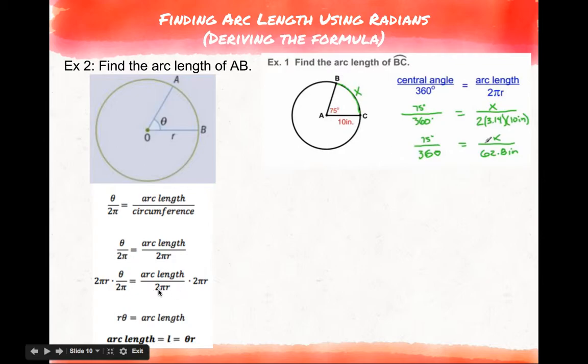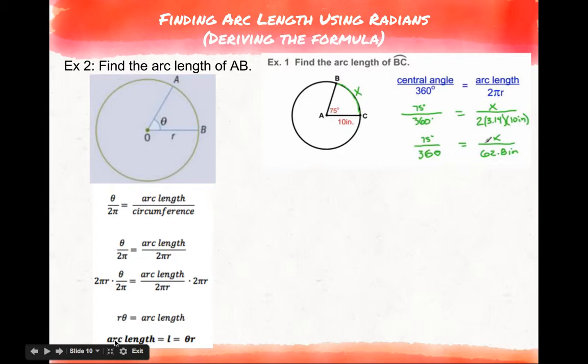So 2 pi r and 2 pi r cancel out, and I'm left with arc length is equal to, and on the left-hand side, this multiplied by 2 pi and this divided by 2 pi cancel out. So I'm really left with just plain old r times theta, your radius times your theta. So your arc length is, all you have to do is multiply your radius times your theta.